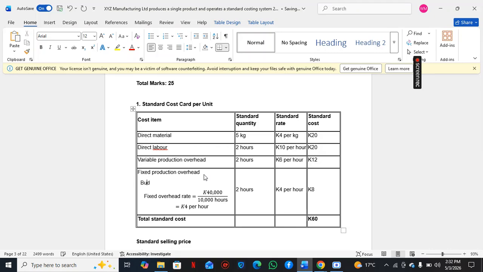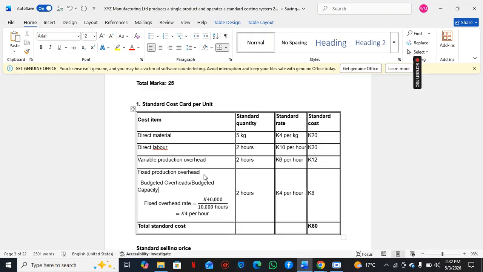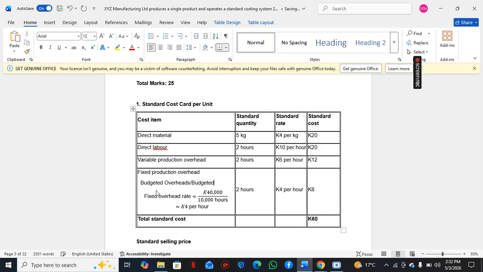Budgeted overheads divided by budgeted capacity. Now, there are a lot of absorption bases; here we know that we're using labor hours. So you just say budgeted overheads over the budgeted labor hours. Budgeted, I mean activity level, not capacity, activity level.